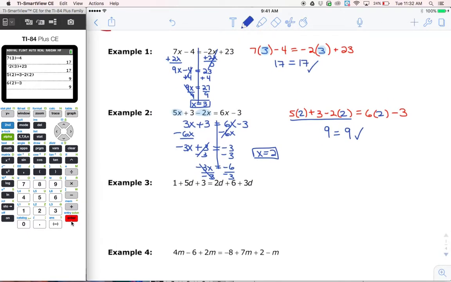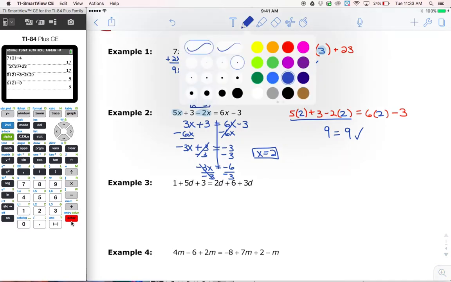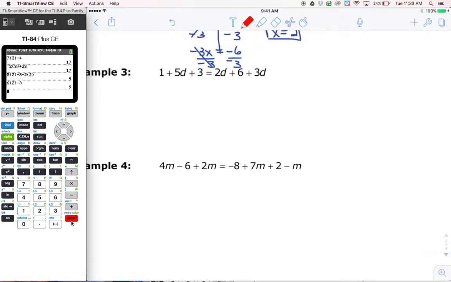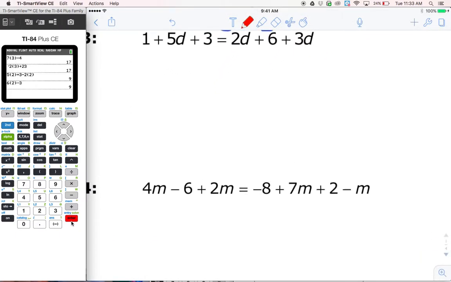I'm just going to warn you. The last two problems are weird. They're special cases, things that don't normally happen. So just be aware that they're strange. Let's start off how we normally begin. I've got a 1 and a 3 on this left side. Let's combine like terms. So I really have 5D plus 4. On the right side, I've got a 2D and a 3D to combine. So really I've got 5D and still plus 6.